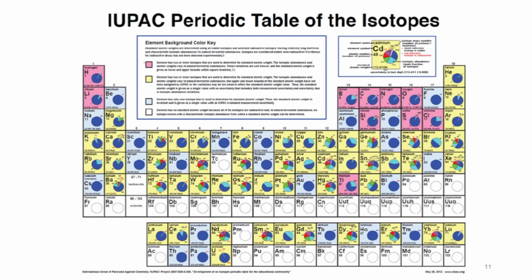And you can see the color coding as well. Here the color coding is not properly visible. You can go and watch from the website what the meaning of these different colors is: pink, yellow, blue, white. So I will strongly recommend that you go and take a look at this IUPAC periodic table of isotopes.